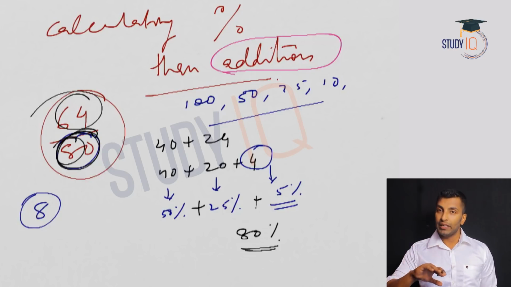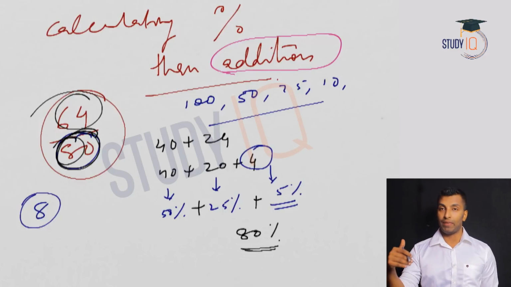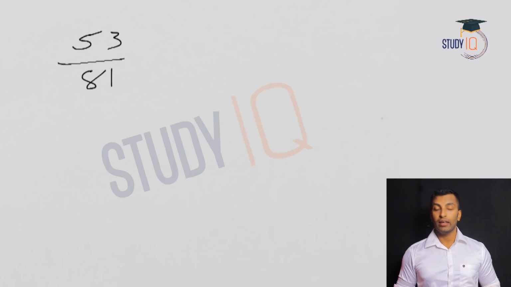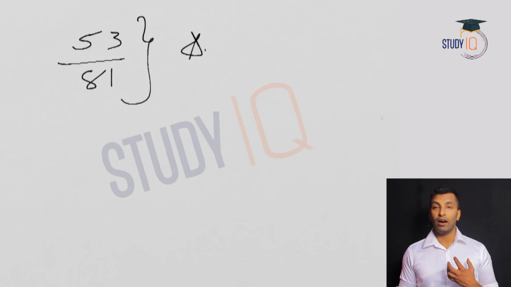Now let me take some bigger number, or a number with decimals, or a number which may take some time otherwise, and I'll tell you in your actual exam what process you're supposed to follow. Let's take a fraction, 53 by 81. So I want to see what percentage of 81 is 53.